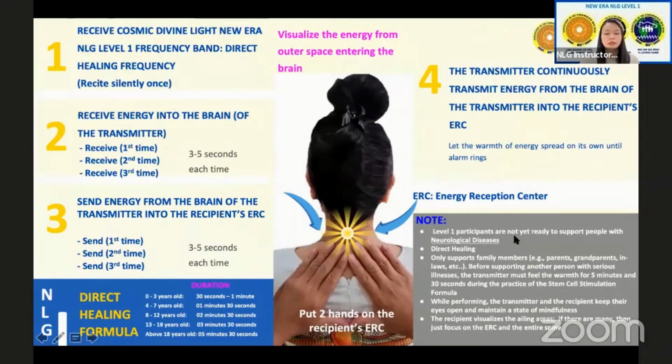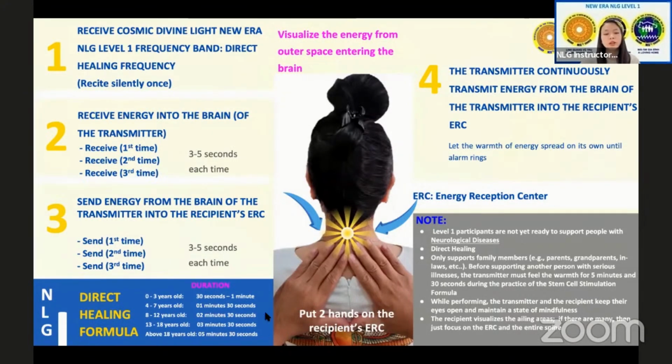So is it here, level 1 participants are not yet ready to support people with neurological diseases? Please keep that in mind. This is direct healing. Now, what it means by direct healing is that you need to be there with the person. Like you need to be physically there with that person. You need to be present with that person when you give them healing support.